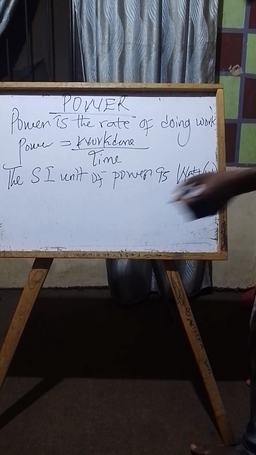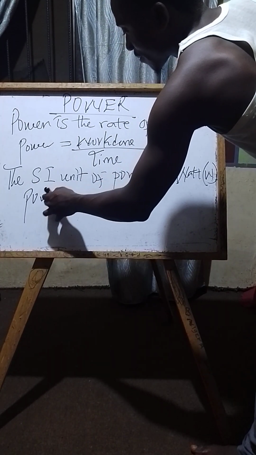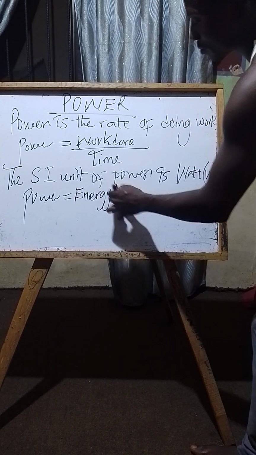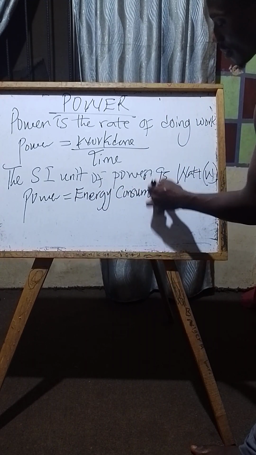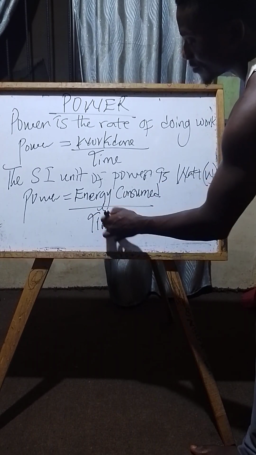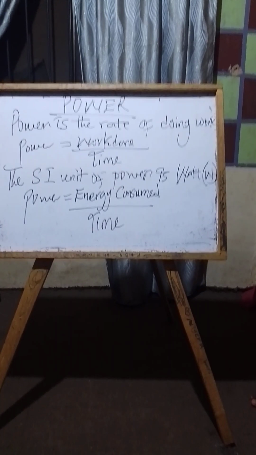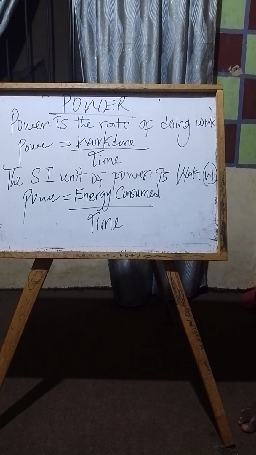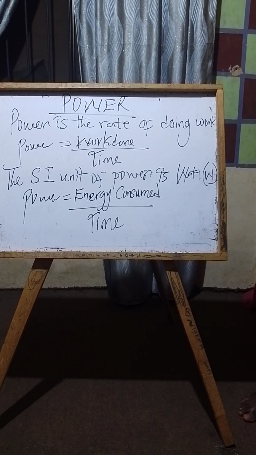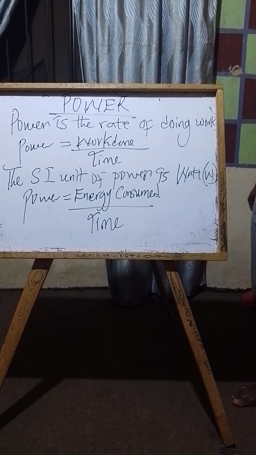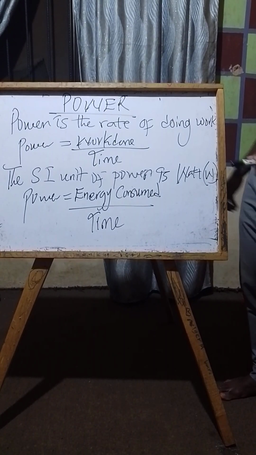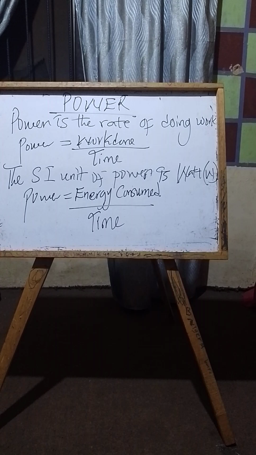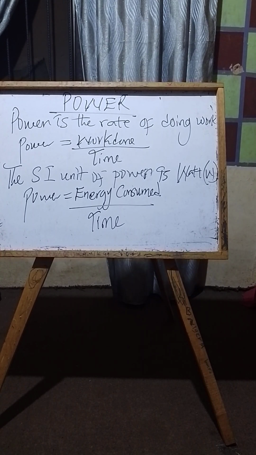Another formula for power can be power is equal to energy consumed over the time. So the total energy consumed over the time taken can also be power. Is that clear? So when you want to calculate anything when it comes to power, if you look at this formula very well, let me bring out some certain things for you, because the formulas are about to start transforming themselves now.